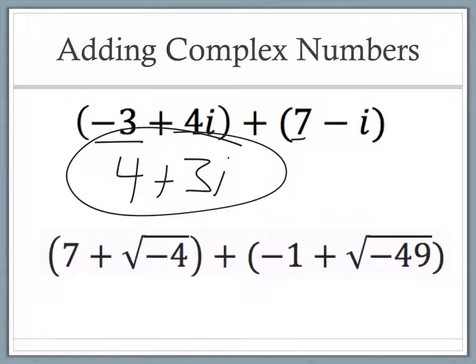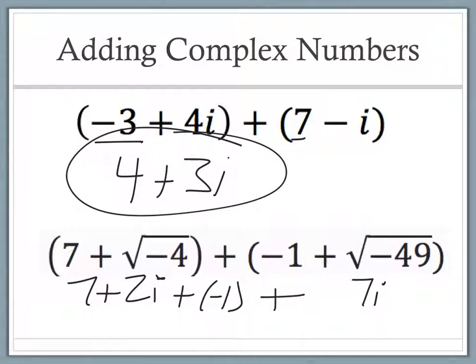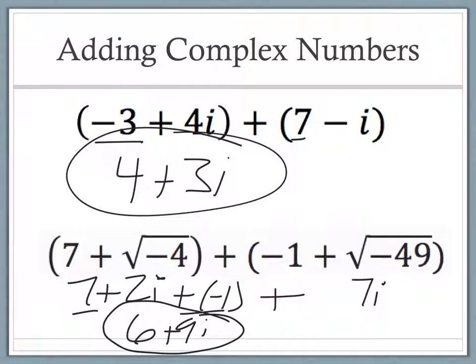Now if I look at the bottom one, I can't combine them because I have square roots in there, but I can rewrite this. The square root of -4 is going to be 2i, okay, because the square root of 4 is 2, and a negative is going to become an i. Same thing with this 49, that's going to just be 7i. So let's rewrite what I have. I have 7 plus 2i plus -1 plus 7i. Now we can combine our like terms. So I have 7 plus a -1, which is going to give me 6. And then 2i plus 7i is going to give me 9i. And that is my final answer when I'm just combining those like terms.